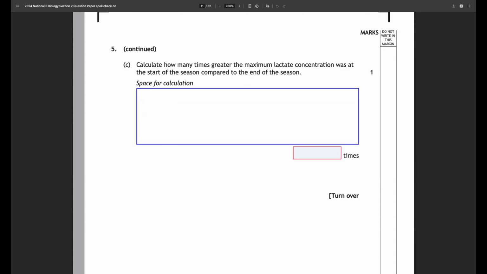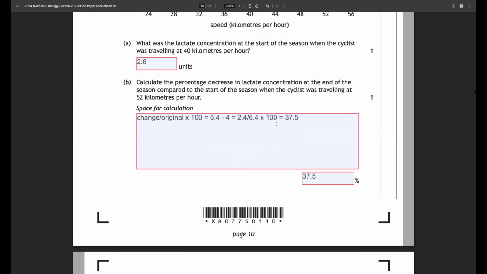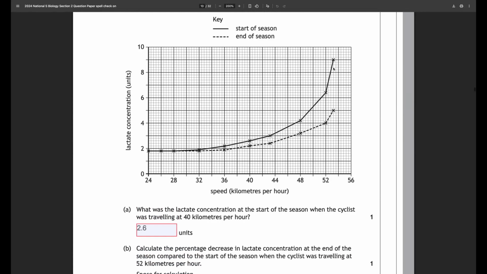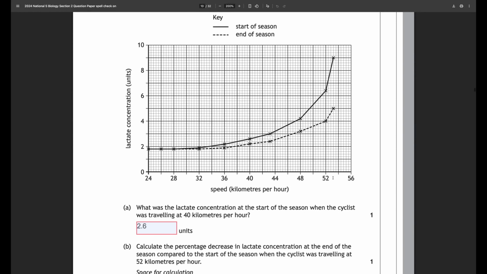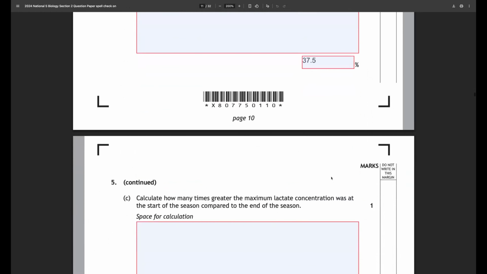Okay, 5 part C. Calculate how many times greater the maximum lactate concentration was at the start of the season compared to the end of the season. So let's look at our maximums for the start and the end. We can see they're going to be here. So the maximum for the start was 9. Okay, 9. Go along here, 9. And for the end of the season, it was 5. Okay, if we go along here, that takes us to 5. So it goes from 9 to 5.